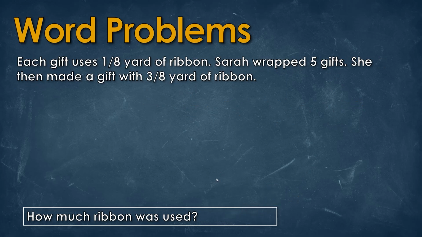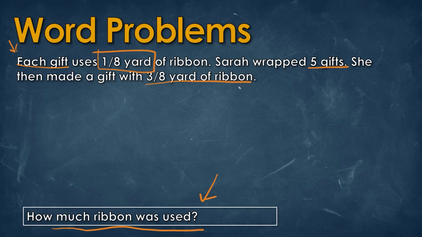Looking at the next problem, it says how much ribbon was used? Well, it's too hard to differentiate if we're going to be adding or subtracting, so we need to read the question. It says, each gift uses 1/8 yard of ribbon. And it looks like Sarah wrapped 5 gifts. She then made a gift with 3/8 of a ribbon, and we want to know how much was used in total.